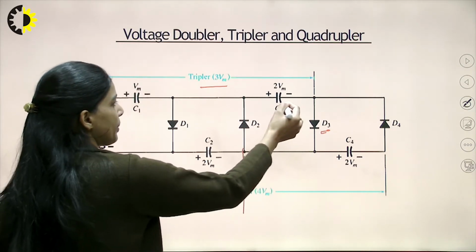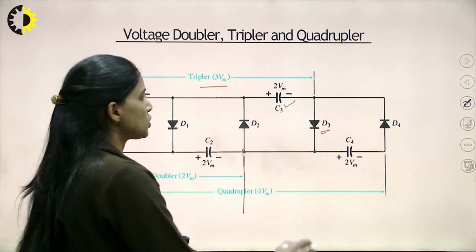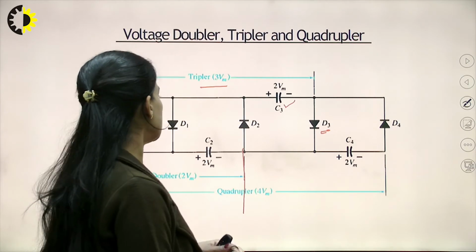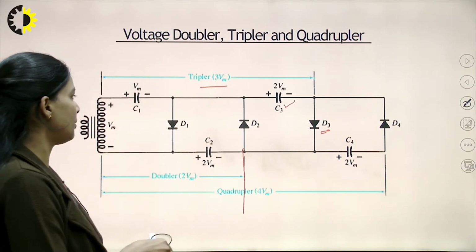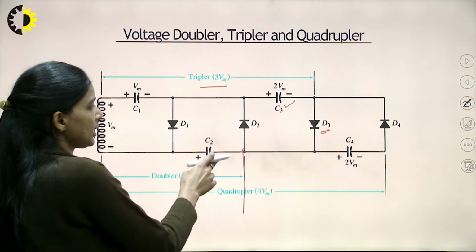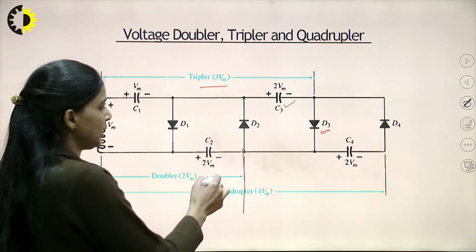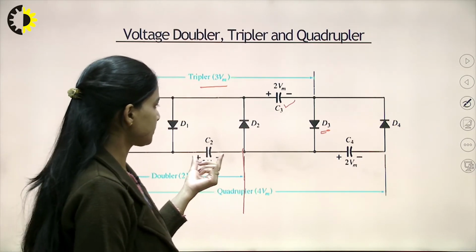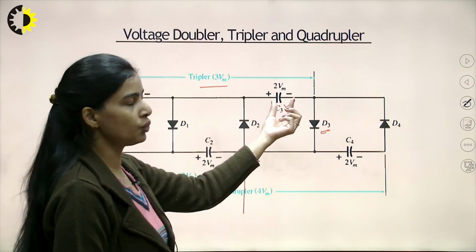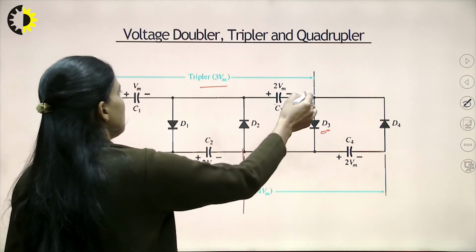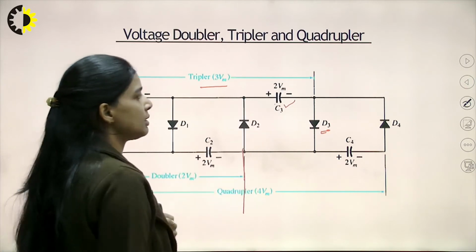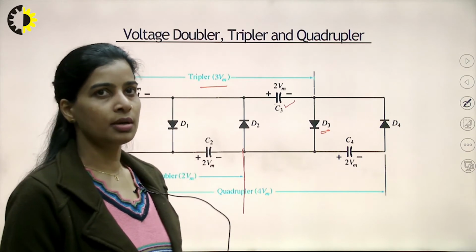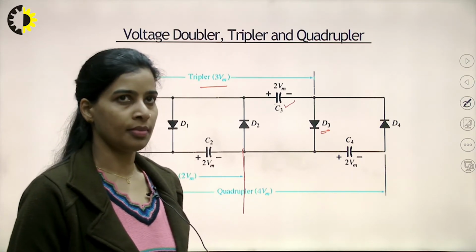Here we have one more capacitance and one more diode, so we will have one more level of voltage. From here we are getting Vm like in the half wave voltage doubler, then combining with another capacitance we get 2Vm. So across this, the voltage doubling is being achieved. Combining these two we get 2Vm across this. So the total voltage across these nodes is 3Vm. In that way we can design a voltage tripler and quadrupler.